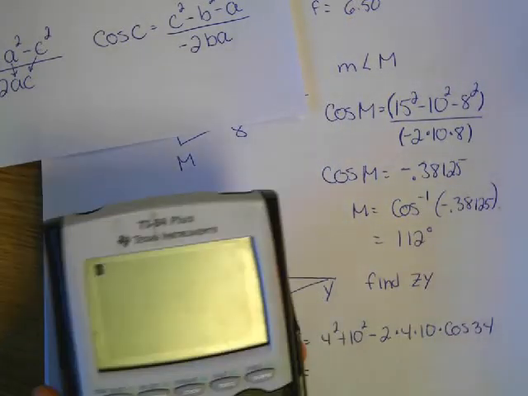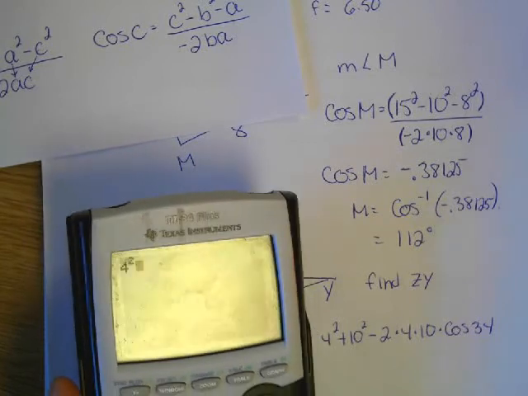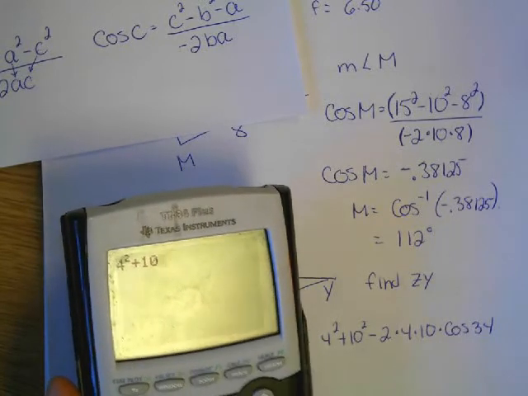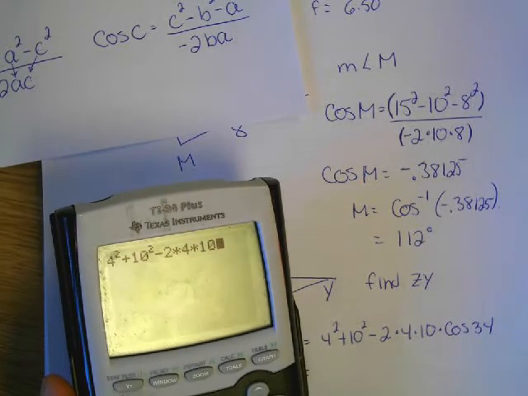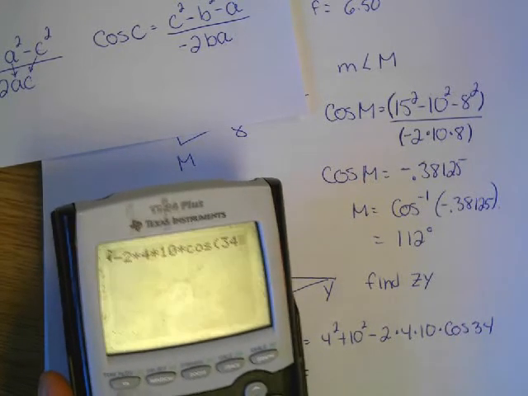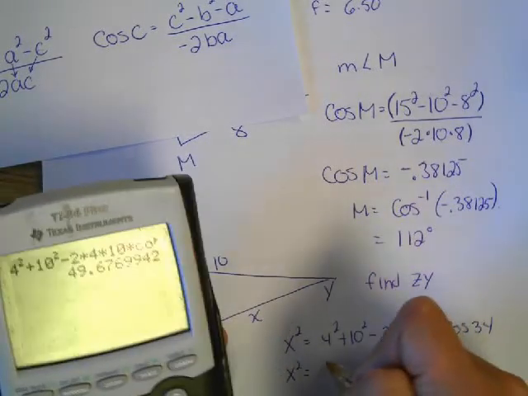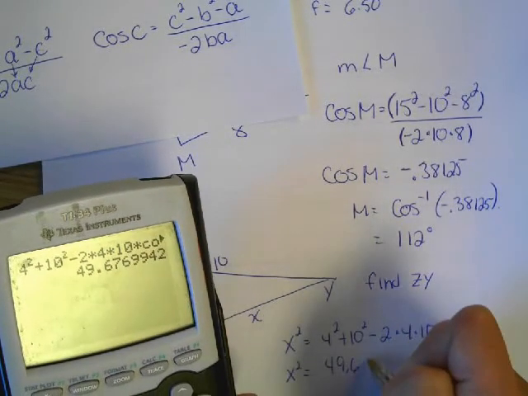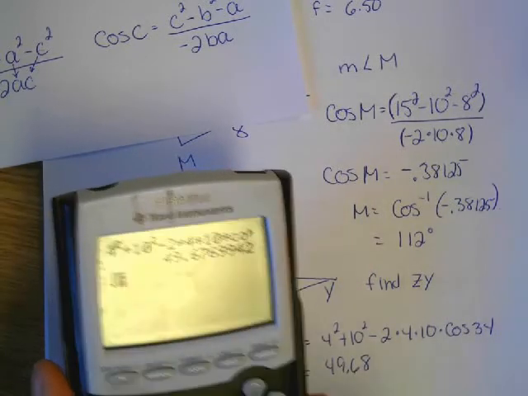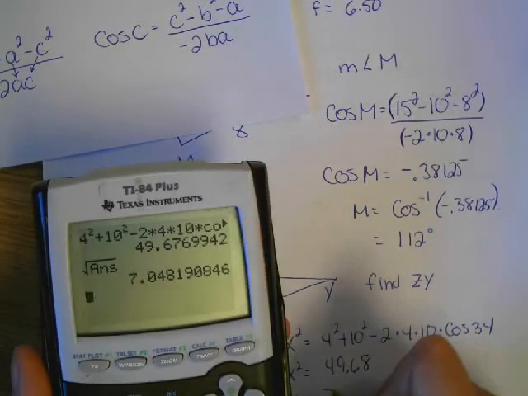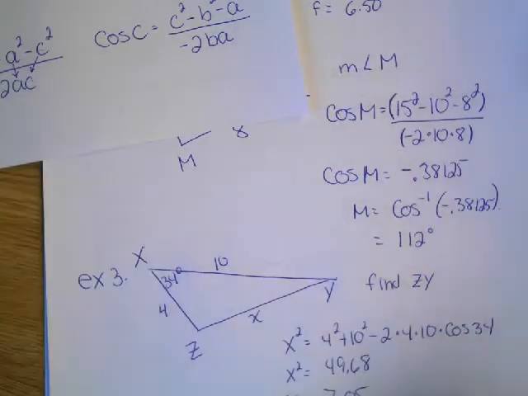So 4 squared plus 10 squared minus 2 times 4 times 10 times the cosine of 34. 49.68. Square root that. 7.05.